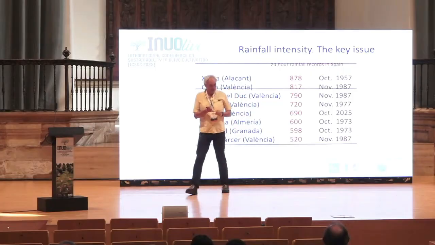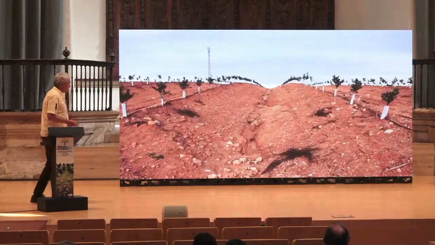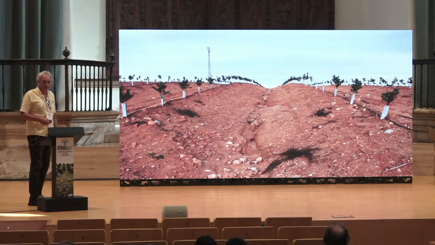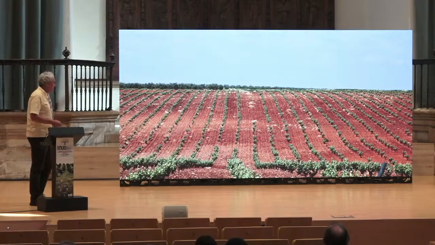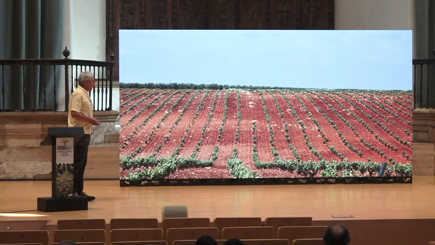Then if we have a soil that is bare, and you have this rainfall, the situation is, I don't know how to come back. Can you go back one? Okay, this is Extremadura with olive plantations.